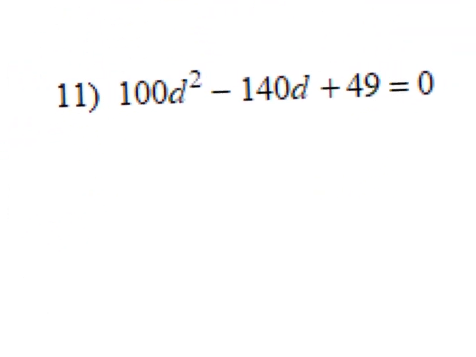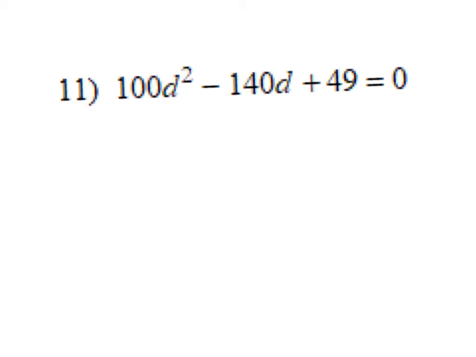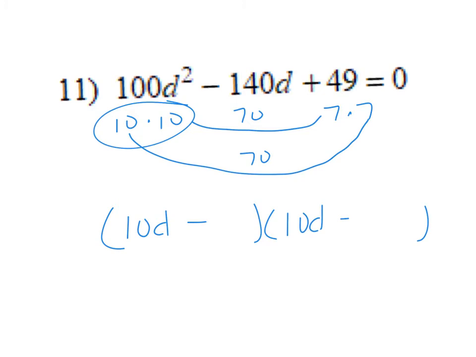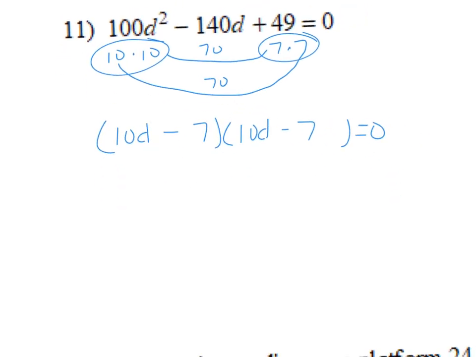Okay, so this one is one of the ones where we want to maybe check the square root and see if it's going to work first since we've got such big numbers here. So I'm going to check 10 times 10, and I'm going to check 7 times 7. So 10 times 7 is 70. 10 times 7 here is 70, which would get me 140. So this is going to work. So I get a 10D, I have a negative in the middle because I need a -140, and then 7 and 7 on the back side equals 0.